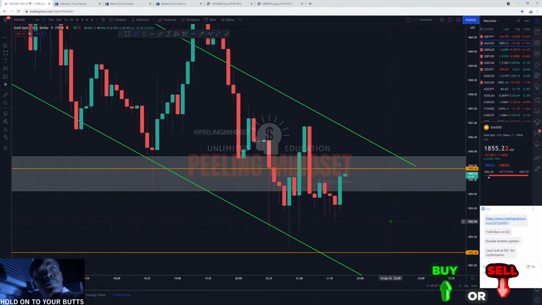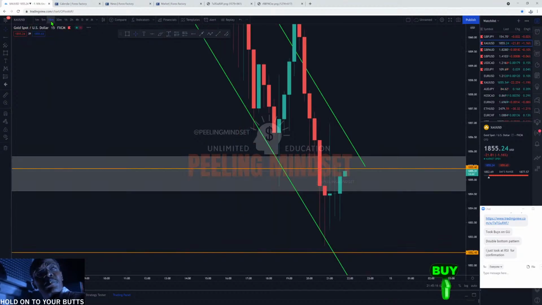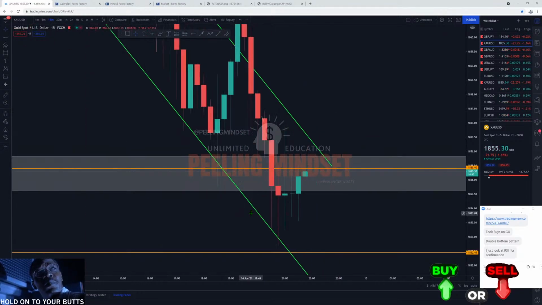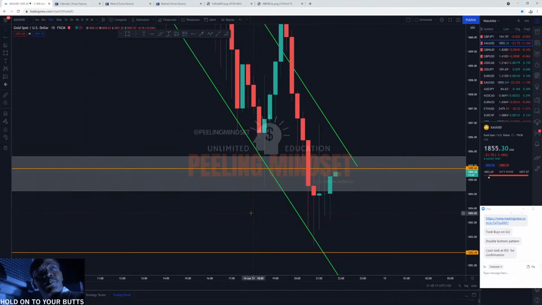All right, so the 5 minutes seems clear that it's ranging side by side. At this point in time, we are 15 minutes away from the gold's reaction with New York Bank Open. So we'll see if the North American Bank Open is going to move it anywhere.